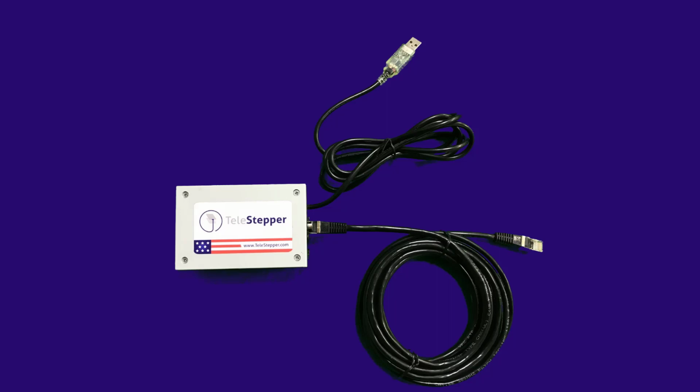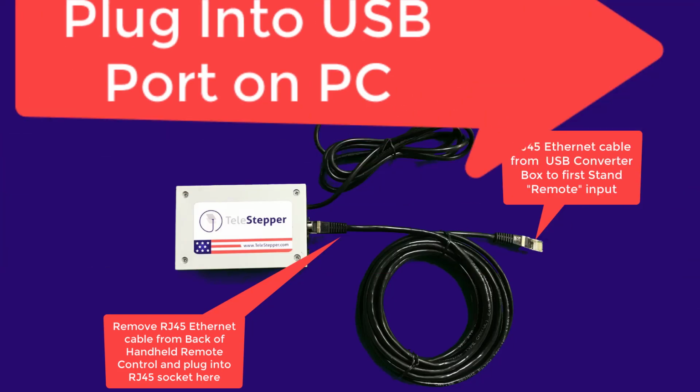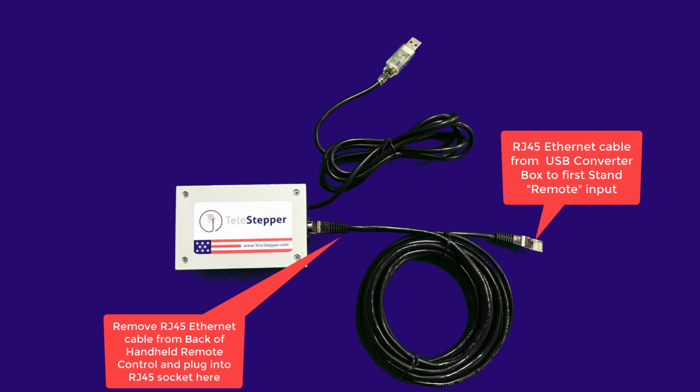A USB to RS-45 converter box is required. Plug this end, which previously might have been plugged into the back of your handheld remote control, into the converter box. The USB end here plugs into a spare USB port on your computer. The first time you plug it in, Windows will take a few moments to download and install the correct driver.